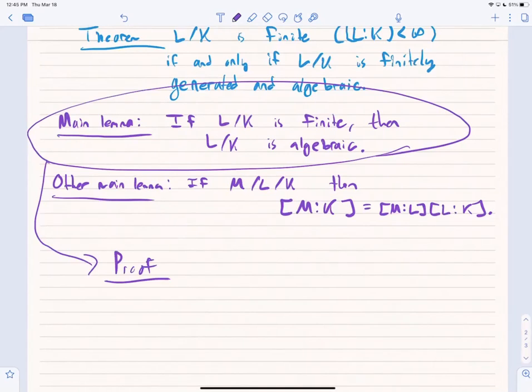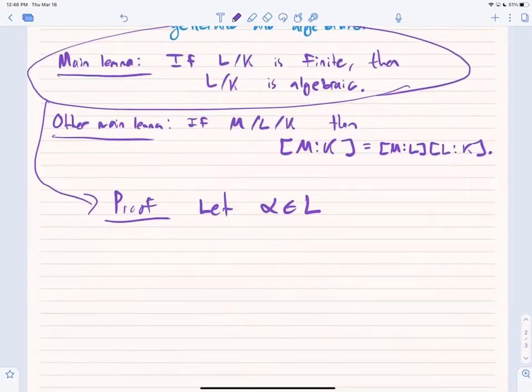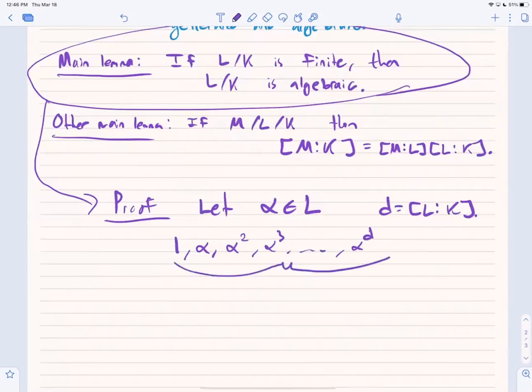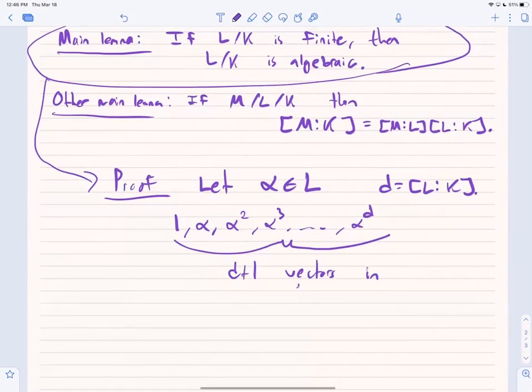We want to show L over K is algebraic. That means we have to show every element of L is algebraic over K. So let me just take alpha contained in L, and then I'm going to look at the elements. And let me write D for the degree. I'm going to look at the elements 1, alpha, alpha squared, alpha cubed, up to alpha to the D. This is D plus 1 vectors in D-dimensional space.